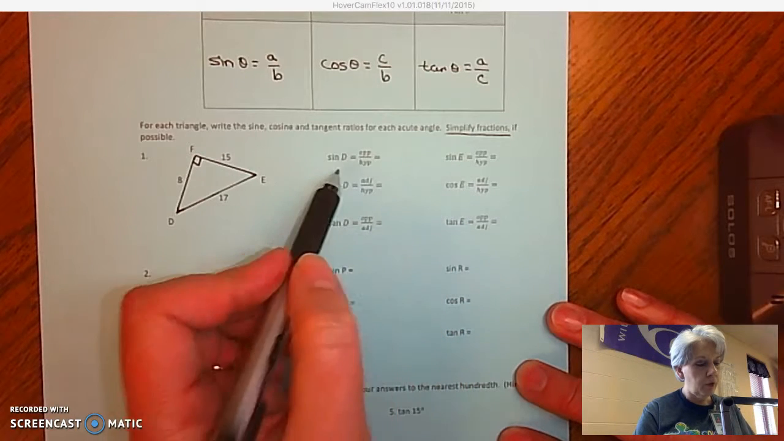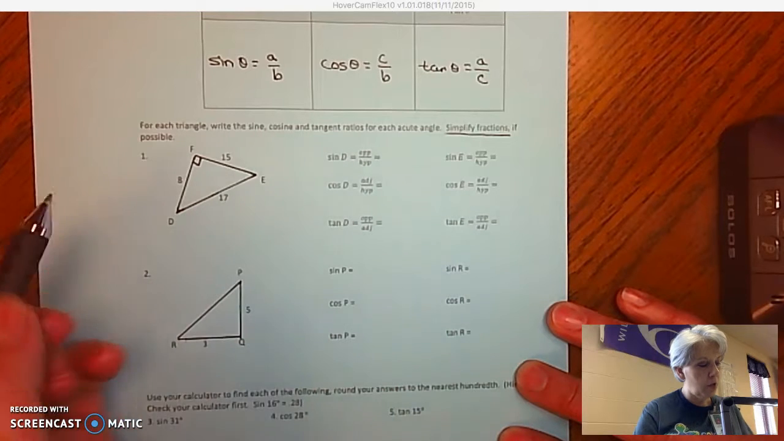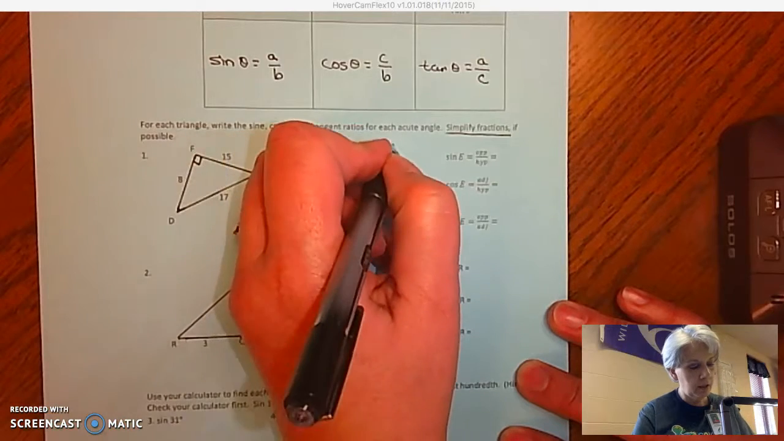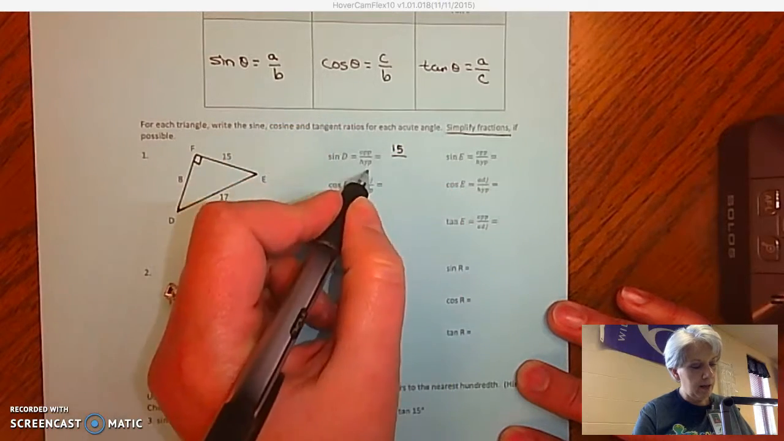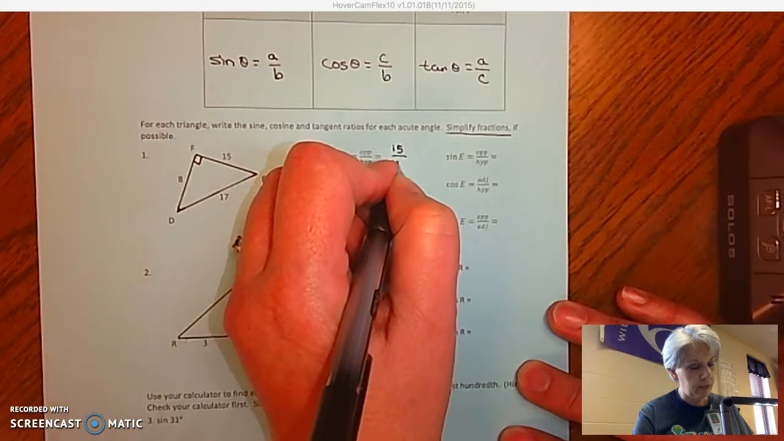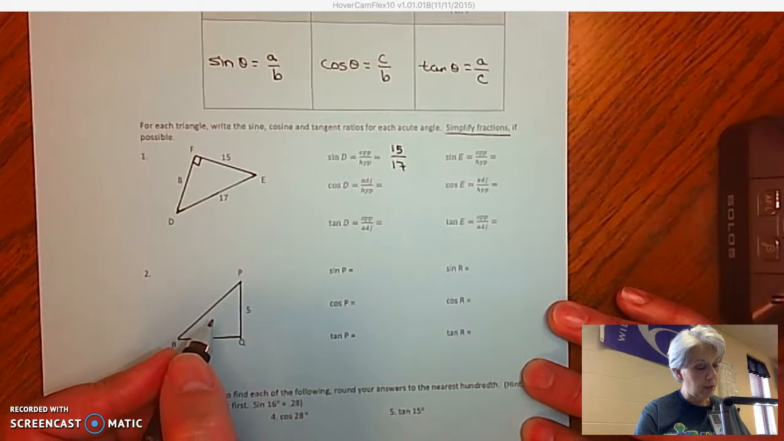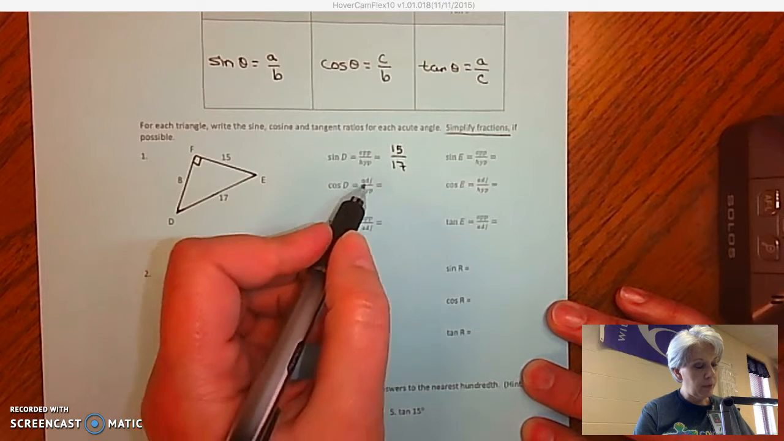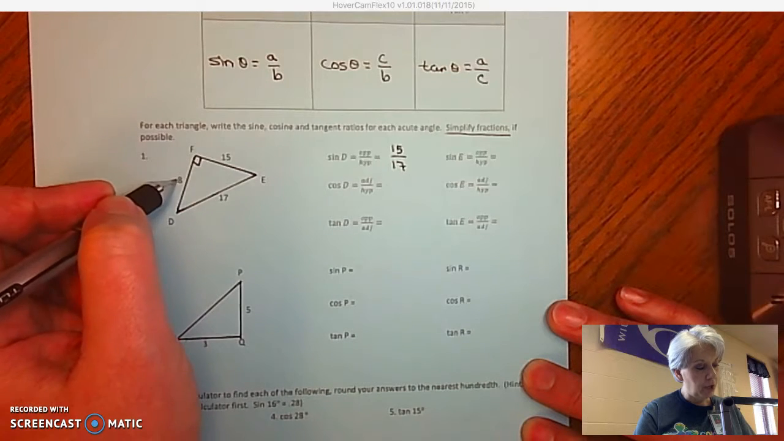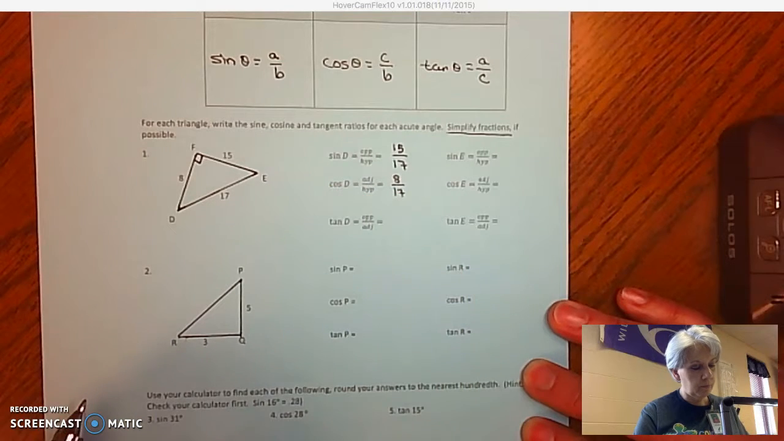angle E. So for sine of D, again, reminding it's opposite over hypotenuse, we're at angle D, and what is opposite? 15. And the hypotenuse then, of course, is the side across from the right angle, which is 17. 15 over 17 cannot be simplified, so we're done with that one. Cosine of D, remember that's adjacent over hypotenuse. So D, we have adjacent, which is 8, and hypotenuse, which is 17.